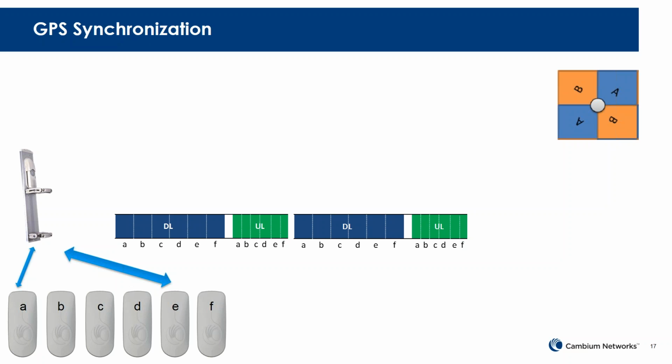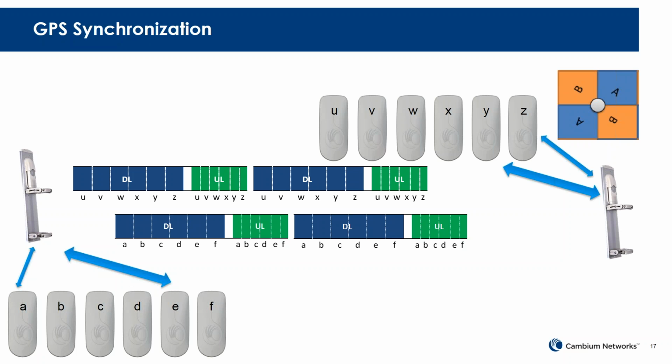These radios have fixed frames. They'll spend a set amount of time transmitting, and then a set amount of time receiving, and then they'll start over and do the same thing over and over again. Now, if we deploy another sector on the tower with, we'll say, radios U through Z, we can immediately see that we have a problem. The frames don't line up. So while one access point on the tower is trying to transmit, the other access point is trying to receive.